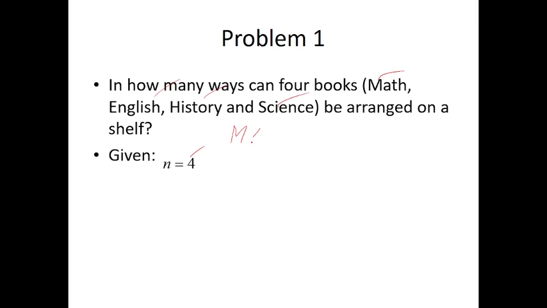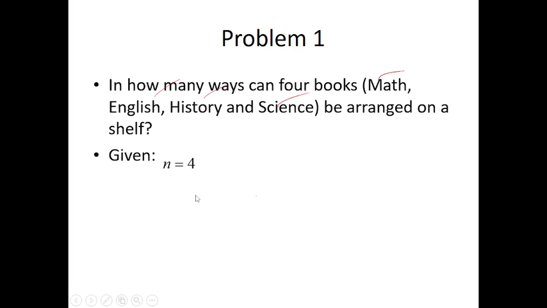So, math, English, history, science. Pwede ring math, English, science, history. Pwedeng math, science, English, history. Ano lahat ng possibility? In how many ways can the 4 books be arranged on a shelf? So, ano lahat ng pattern na pwede? Ano lahat ng arrangement na pwede with regard to order?